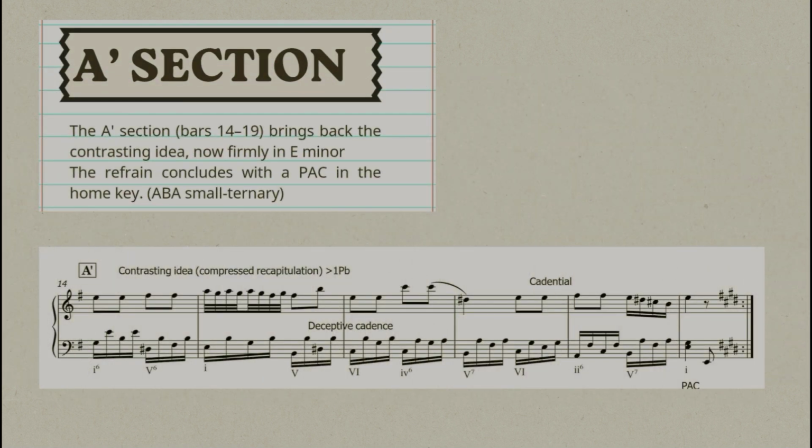The A prime section, bars 14 to 19, brings back the contrasting idea, now firmly in E minor, and concludes the refrain with a decisive PAC in the home key. In Kaplan's terms, this refrain functions as an expository theme that establishes the motif and then has a digression, B, leading to a reprise of the opening, fulfilling the ABA small ternary.